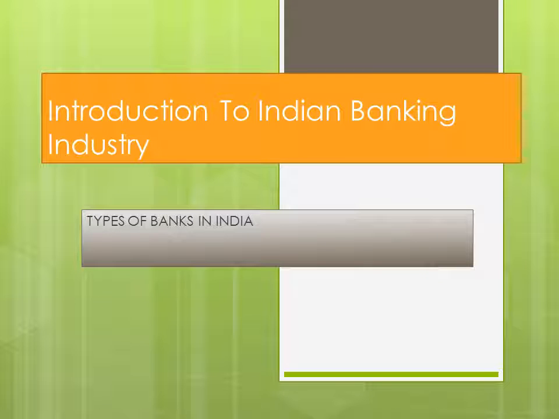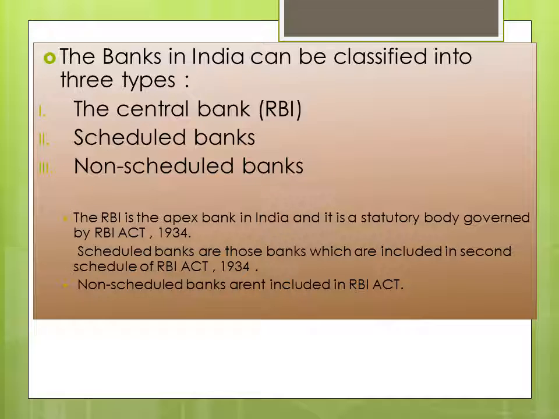Today we'll start with the introduction to the Indian banking industry, types of banks in India. The banks in India can be classified into three types: the central bank (RBI), the scheduled banks, and the non-scheduled banks. The RBI is the apex bank in India, and it is a statutory body governed by the RBI Act of 1934. The RBI is the regulatory body as it governs the banking industry in India. The scheduled banks are those which are included in the second schedule of the RBI Act of 1934. The non-scheduled banks aren't included in the RBI Act.